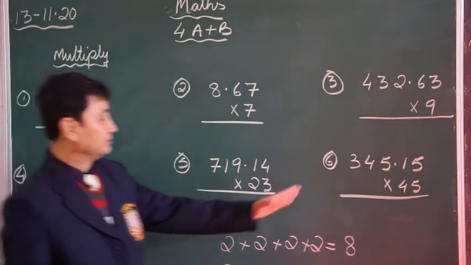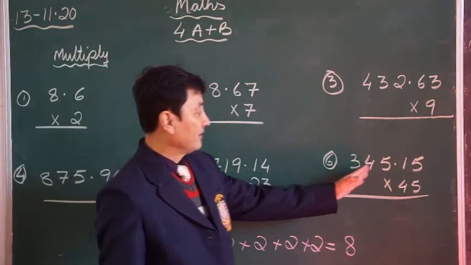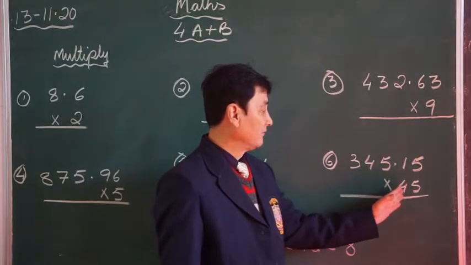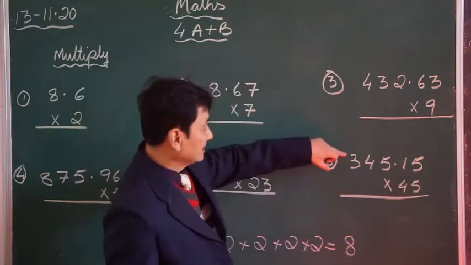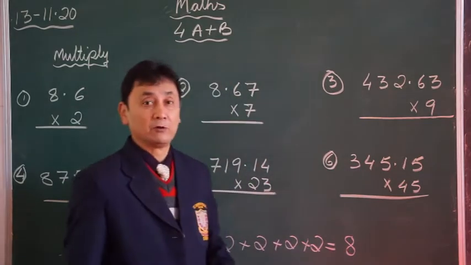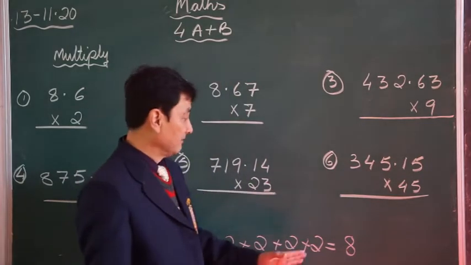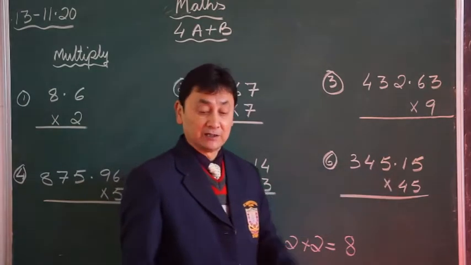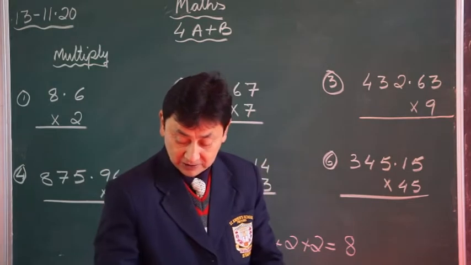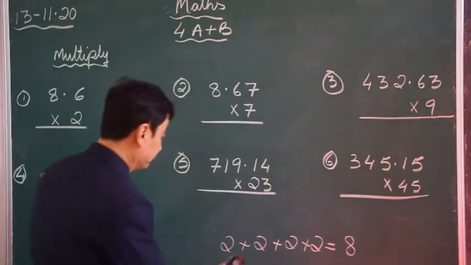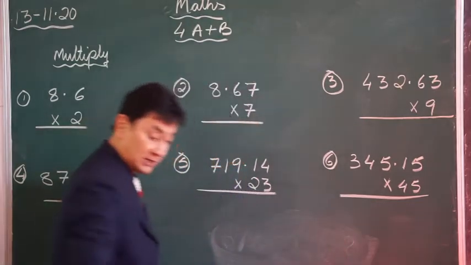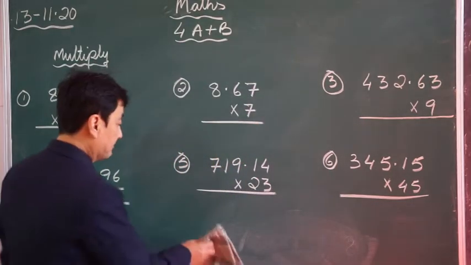For example, 345.15 into 45. Instead of writing this number 45 times, it may fill up this whole blackboard. So what do we do? We do multiplication. It is an easier and faster way of calculating. So let's begin today's class, and that is multiplication of decimal numbers.